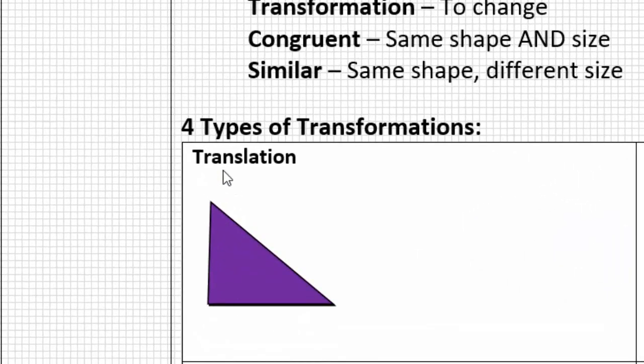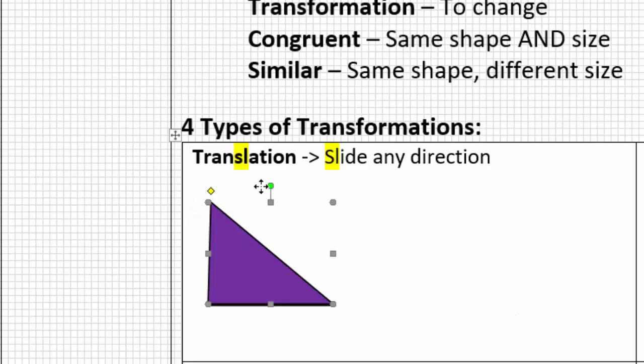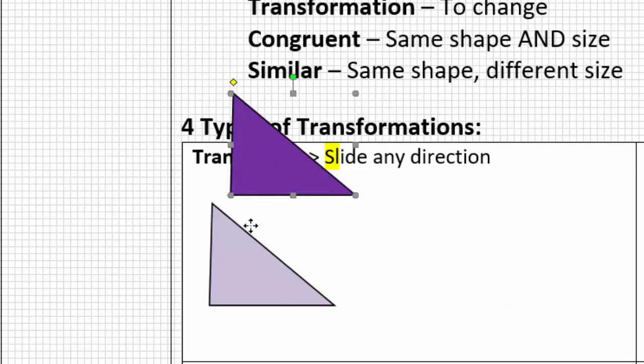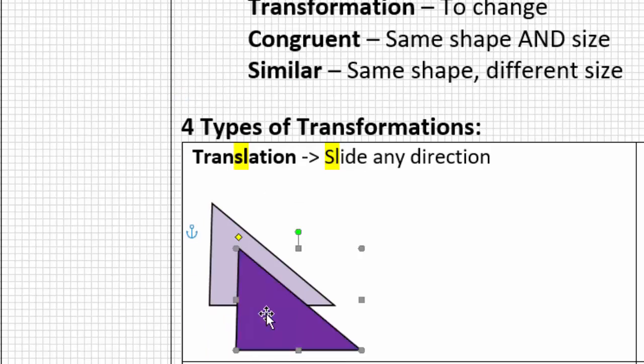Let's start by discussing translations. The SL in translation reminds me that it is describing a slide in any direction. So we can take this triangle here, and if we are going to do a translation, we can slide it to the right, we can slide it up, we can slide it down, and we can even make a diagonal slide.